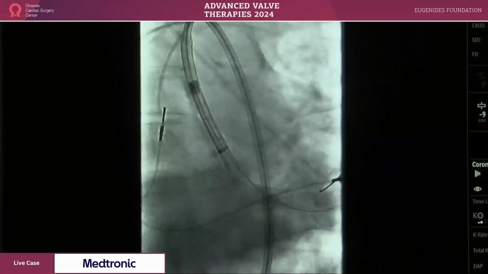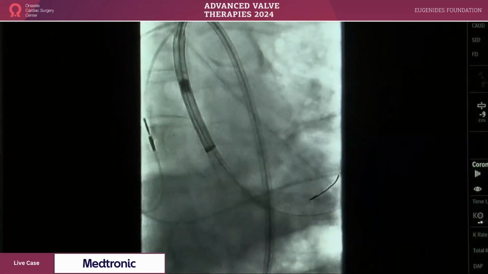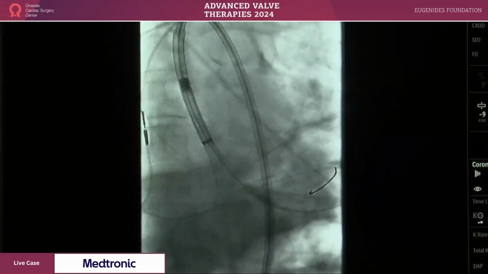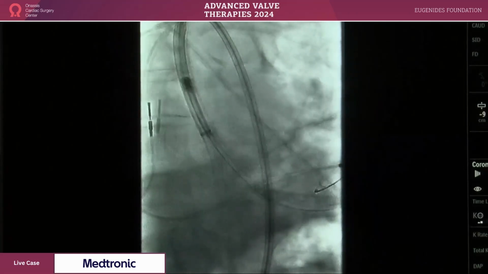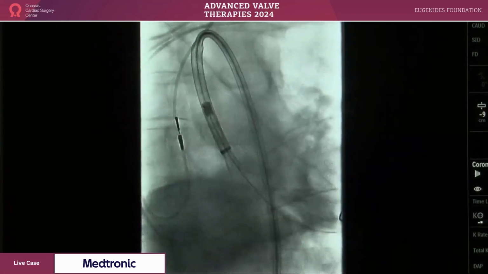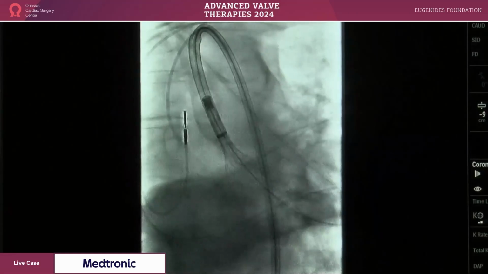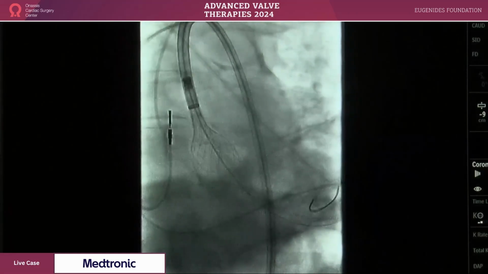Rapid pacing, maybe much more. 100. What? You need to go to 140. The consensus is to go to 150. 150, yeah. Go 150 and give some dye, please. We have to see there. We can't see. I don't know how you can see.